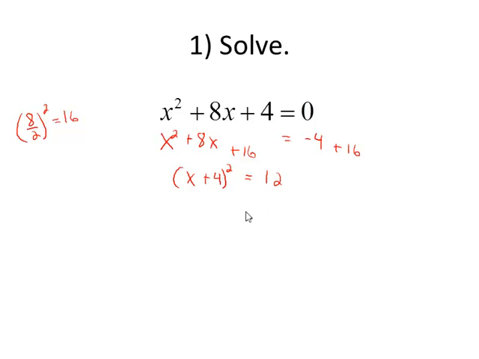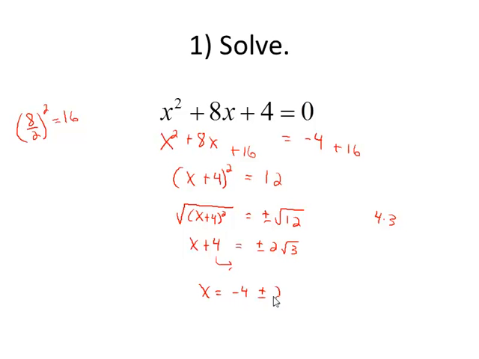Now I've got it in a form where I can solve it by extracting square roots. I have a square equal to a number. Take the square root of both sides, plus or minus on the right. The left side is just x plus 4. 12 is 4 times 3, so I can take out a 2. That's plus or minus 2 root 3. And then I'm going to subtract the 4 to the other side. x equals negative 4 plus or minus 2 root 3. That's negative 4 minus 2 root 3 and negative 4 plus 2 root 3.